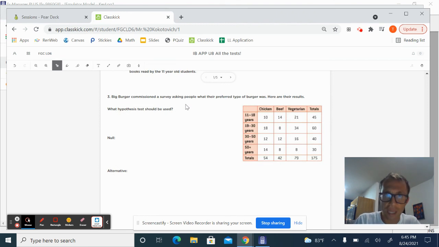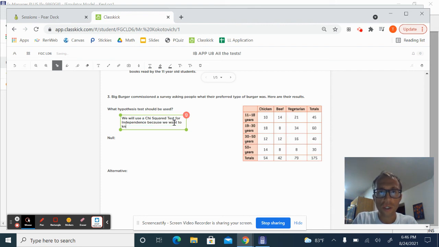Big Burger commissioned a survey asking people what their preferred type of burger was. Here are their results. We got chicken, beef, vegetarian, and we have ages right here. Right away, I see two variables that I want to see if they're independent or not. That tells me I don't even need to look, that I'm looking at a chi-squared. We will use a chi-squared test for independence, because we want to know if two variables are independent or not.